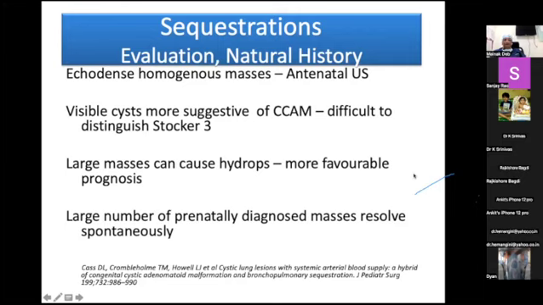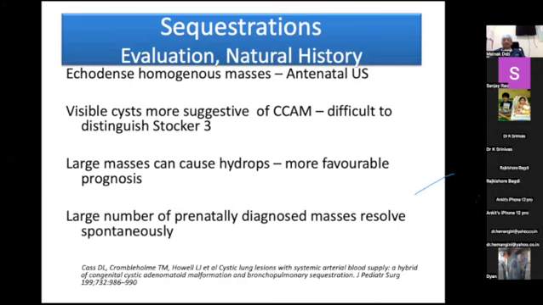So what happens to these sequestrations? These on antenatal ultrasound, and more increasingly being seen on antenatal ultrasound, seem to be echodense masses. Some of them may have cysts within them, and those are the ones that may be hybrid lesions and may have histological features of a CCAM overlapping with that of a bronchopulmonary sequestration.